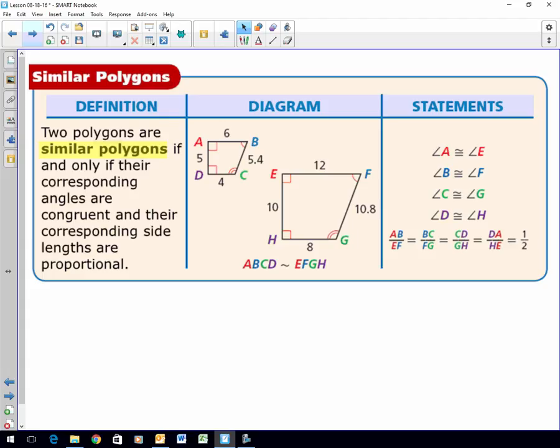Similar polygons. Here's what you need right now. Two polygons are similar polygons if and only if their corresponding angles are congruent and their corresponding side lengths are proportional. Every bit of this right here.